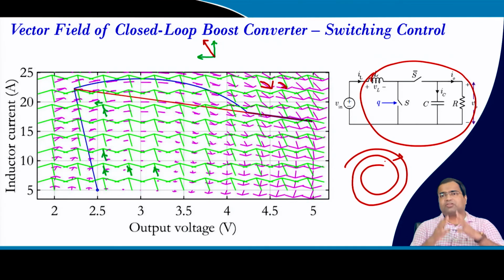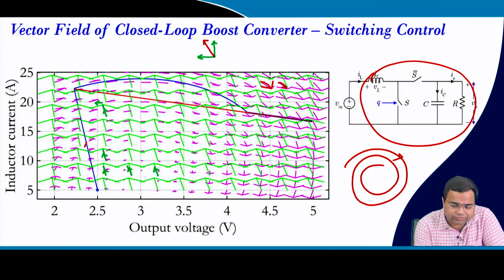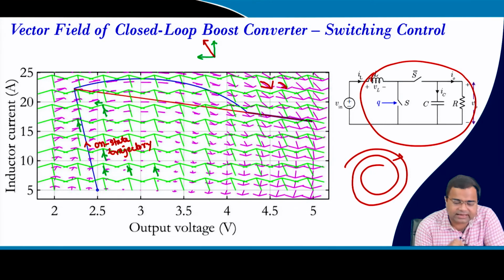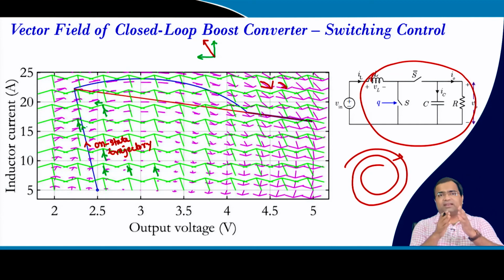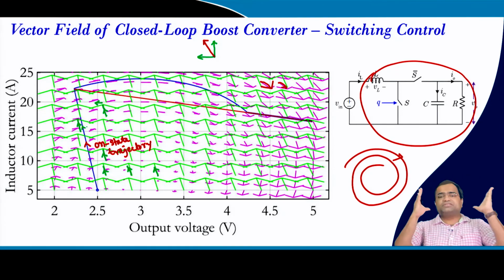Okay. So, if you draw the complete trajectory, now the question is how to turn on. So, this is my on state trajectory, because you see this blue line is parallel to this green line, right? If you look at this green line, they are almost parallel. So, this indicates the on state trajectory.